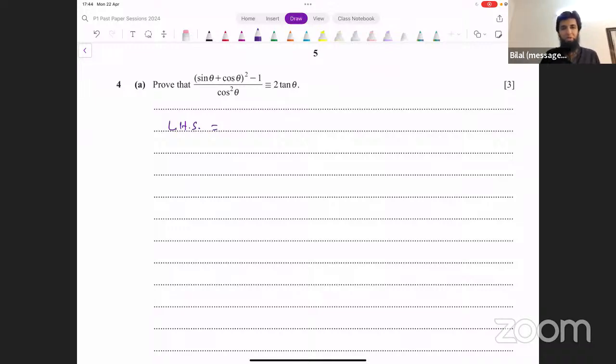This is (a plus b) whole squared, right? So after expansion, it's going to be sine squared theta plus cos squared theta plus 2 sine theta cos theta, whole divided by cos squared theta. That's identical to 2 tan theta. We have to show that this becomes 2 tan theta eventually. What do we do now? We also have a minus 1 outside. I was about to make my first careless error for the day. This was minus 1, okay?